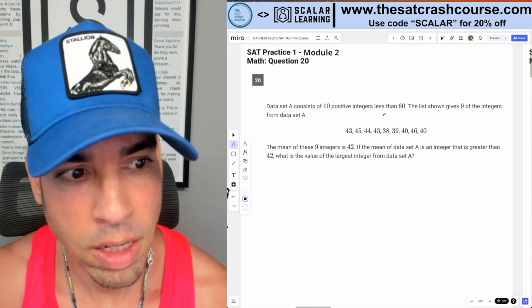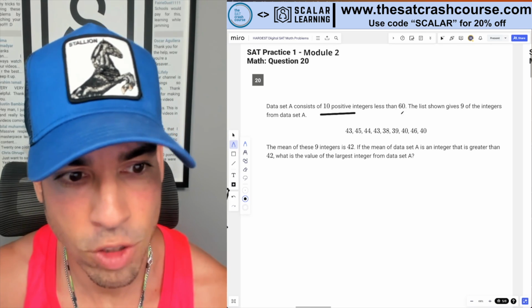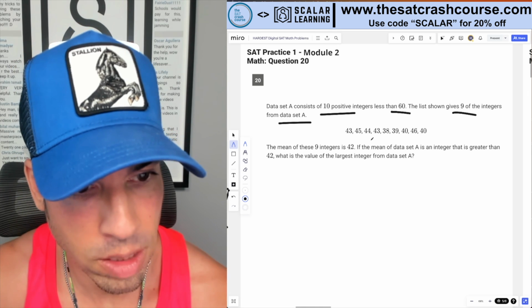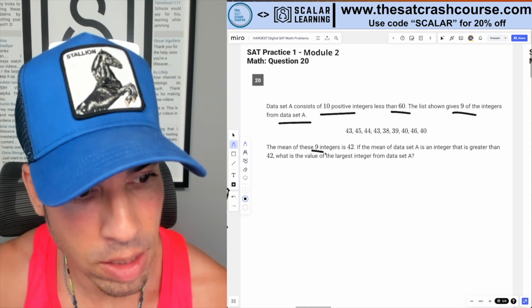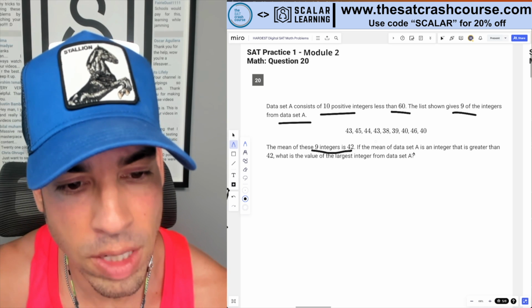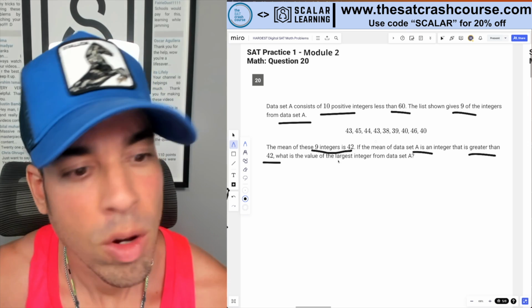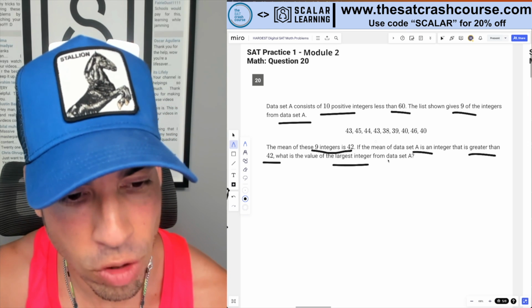Done. Dataset A consists of 10 positive integers less than 60. The list shown gives 9 of the integers from dataset A. The mean of these 9 integers is 42. If the mean of dataset A is an integer that is greater than 42, what is the value of the largest integer from dataset A?